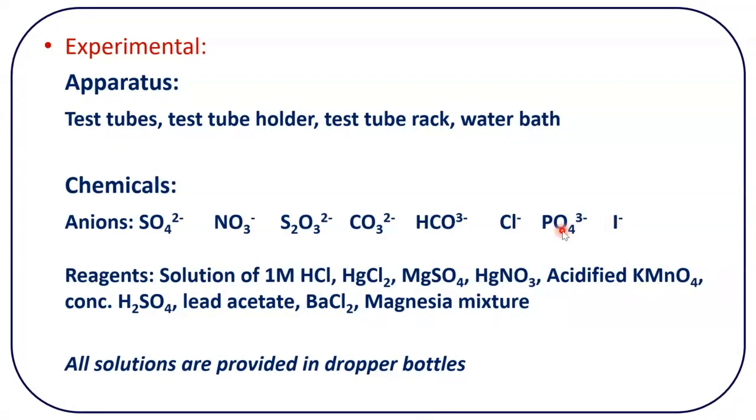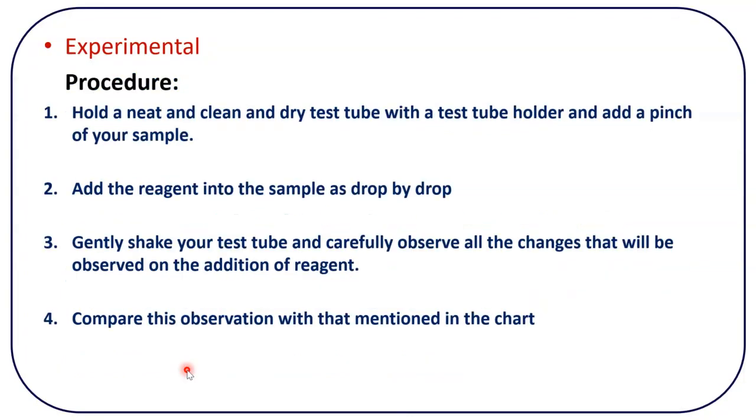You will see the reagents you are going to use to identify these anions. For example, dilute HCl, concentrated sulfuric acid, mercuric chloride, magnesium sulfate, acidified permanganate, lead acetate, barium chloride, and the magnesium mixture. All solutions are provided in a dropper bottle. You are going to use this dropper.